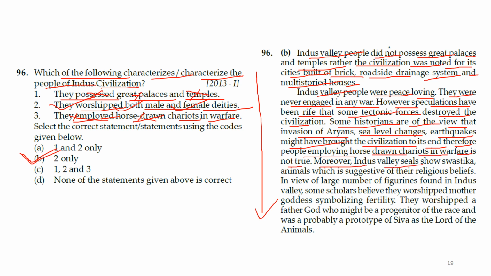Moreover, Indus Valley seals show swastika and animals, which is suggestive of their religious belief. In view of the large number of figurines found in the Indus Valley, some scholars believe that they worshipped a Mother Goddess symbolizing fertility. They worshipped a Father God, who might be the progenitor of the race and was probably a prototype of Shiva, Lord of the animals.